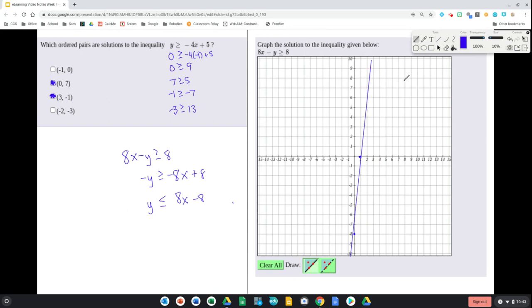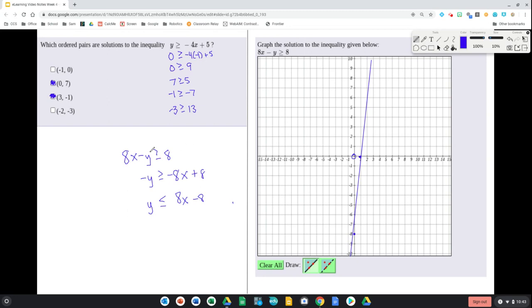And now remember, the second part of this problem is we're going to shade in one side or the other. So pick a point, plug it into the inequality, see if it's true or false. 0, 0 is always a good point if you can use it, because it's an easy one to substitute in. If we put in 0 for x and 0 for y in this problem, always go back to your original one, because that way if you've made a mistake somewhere, it won't be wrong. So just go back to the original if you can.